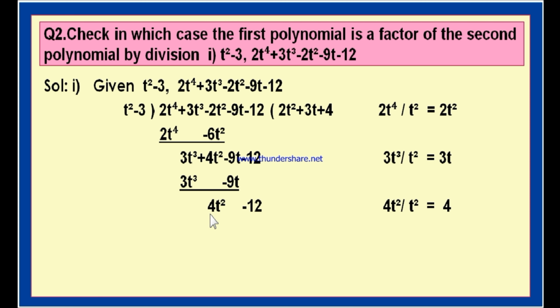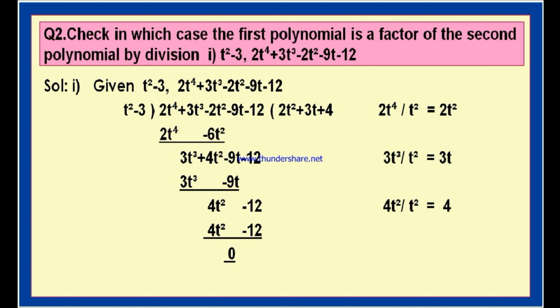Now new dividend is 4t square minus 12. Again divide the first term of the dividend with the first term of the divisor. 4t square by t square. T square and t square will be cancelled. Then you have 4. Write that 4 at quotient place and multiply all the terms of the divisor with this 4. 4 into t square is 4t square and 4 into minus 3 is minus 12. Now if you subtract, you will get remainder 0.